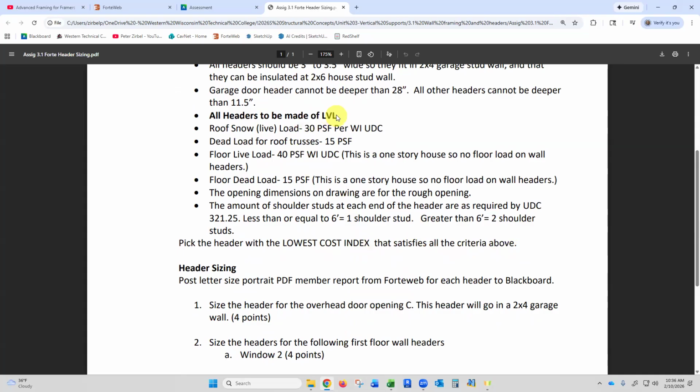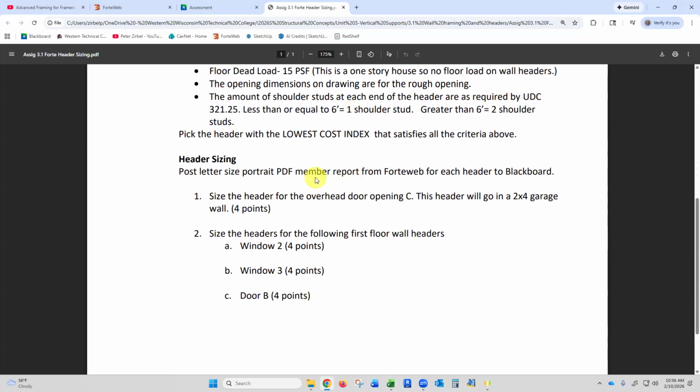I'm telling you they have to be LVL, so we're not going to use their timber strand, even if it's cheaper. I want you to give me 4 PDF member reports up to Blackboard for each header. There's one for the garage door opening, one for window 2, one for window 3, and one for door B. Let's just show you where these all are on the plan.